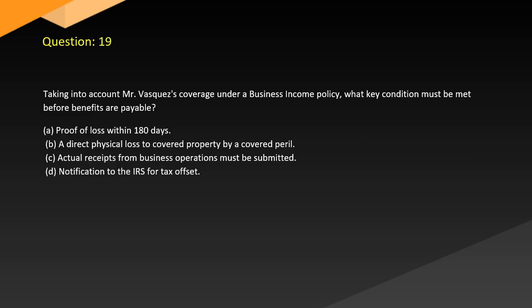Question 19. Taking into account Mr. Vasquez's coverage under a business income policy, what key condition must be met before benefits are payable? A. Proof of loss within 180 days. B. A direct physical loss to covered property by a covered peril. C. Net receipts from business operations must be submitted. D. Notification to the IRS for tax offset.